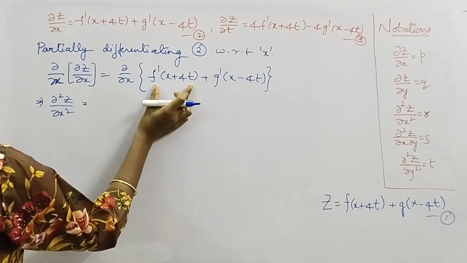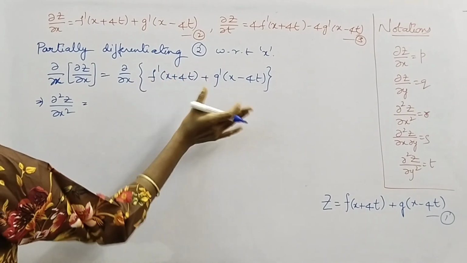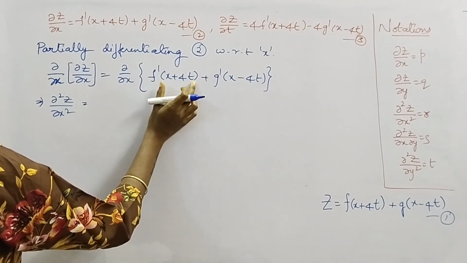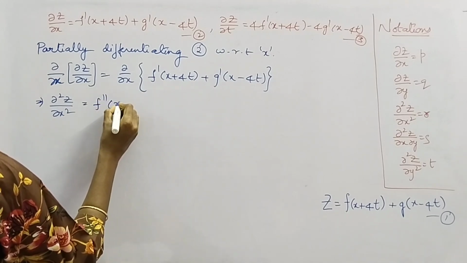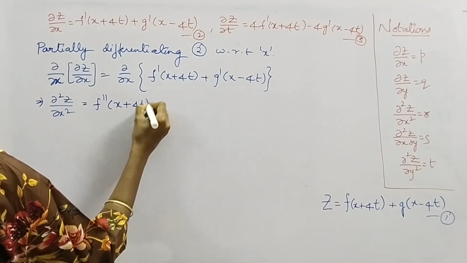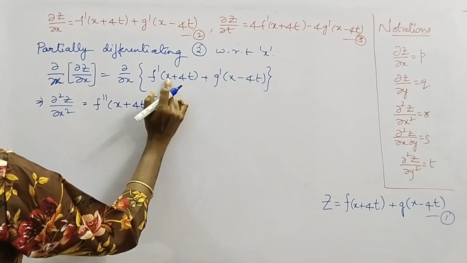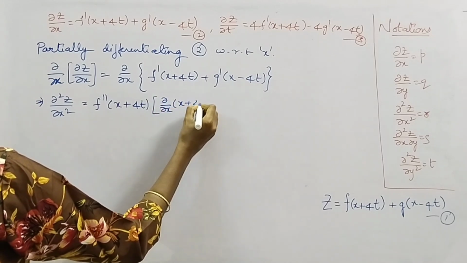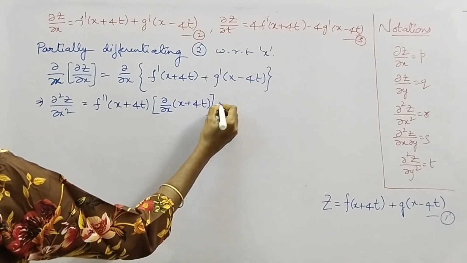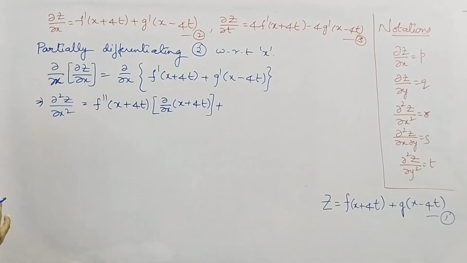Fine. Now let's find the partial derivative of the RHS part. The partial derivative of f dash of x plus 4t is f double dash of x plus 4t into the inner derivative, that is dou by dou x of x plus 4t. Let me write. I already skipped this step, right? Showing the derivative part of the RHS.